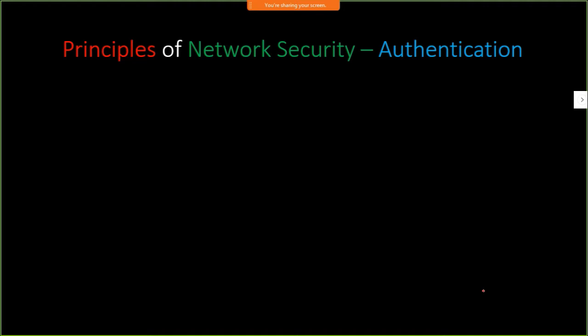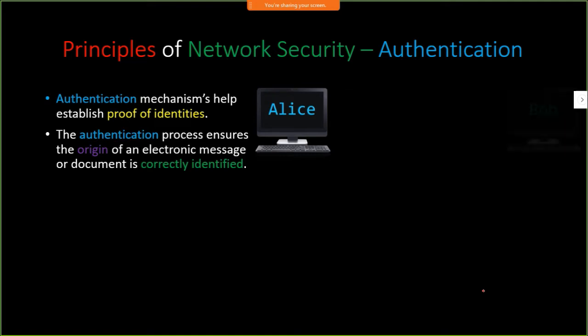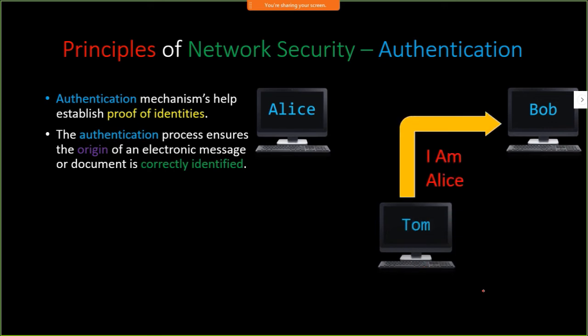So what is authentication? The authentication mechanism helps establish proof of identities. The authentication process ensures that the origin of an electronic message or document is correctly identified. Verify your data and then grant access. Alice, Bob and Tom. Alice sends to Bob, I am Alice. Then Tom accesses the data, saying hi, I am Alice. And after that, if the authentication fails, then it will be blocked.